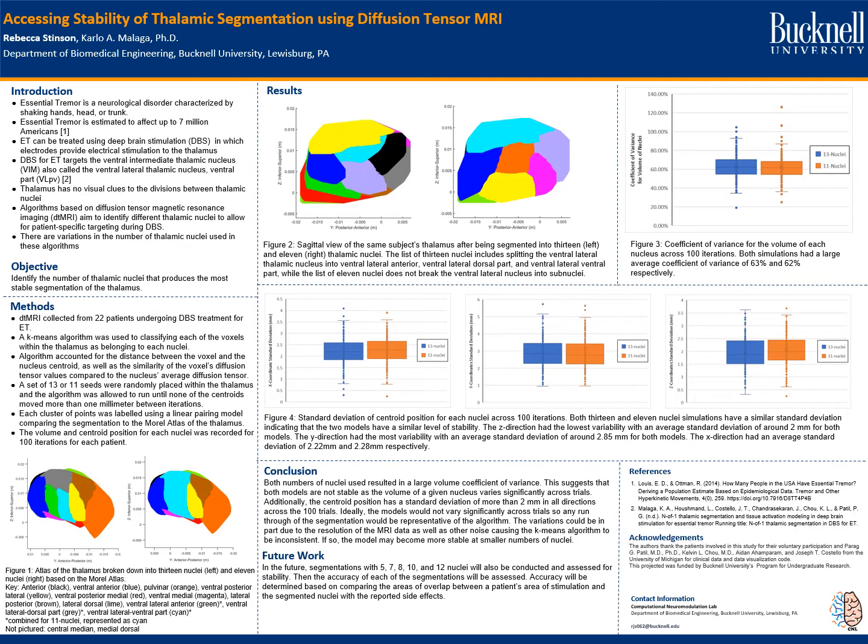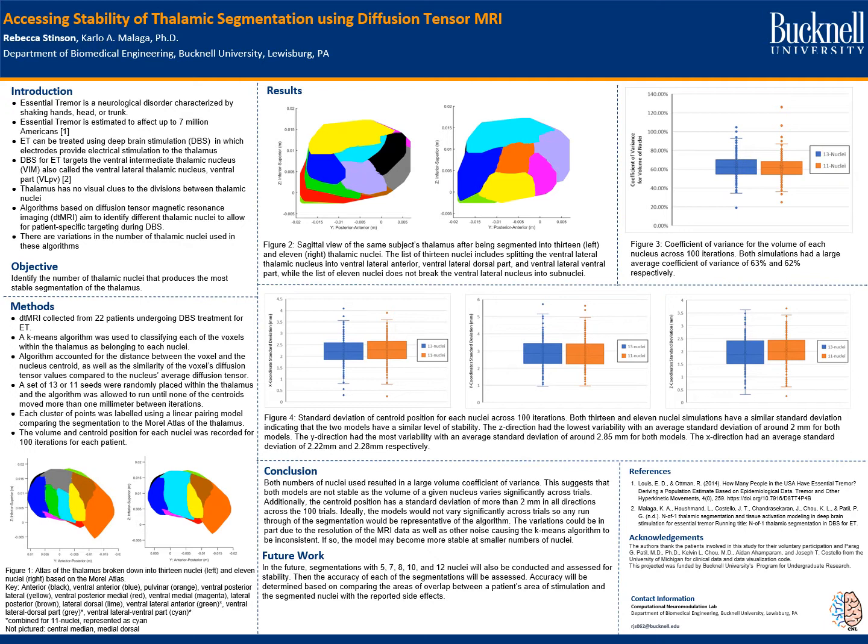The coefficient of variance for the volume of each nuclei across iterations was around 62% for both the 13 and 11 nuclei segmentations. This is a high coefficient of variance and indicates that the model does not produce the same size nuclei across iterations. The coordinates of the centroid had a standard deviation between 2 and 3 millimeters for all directions. Both the 13 and 11 nuclei segmentations had similar standard deviations for each coordinate direction.